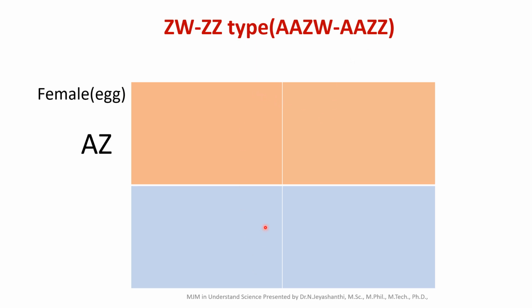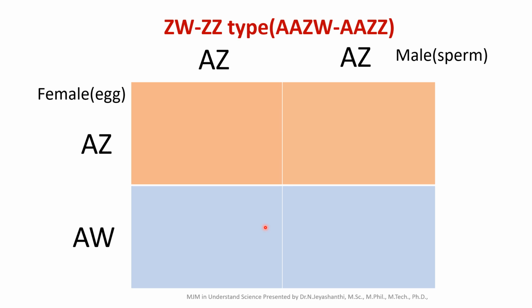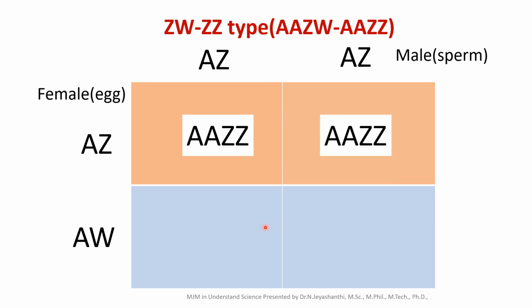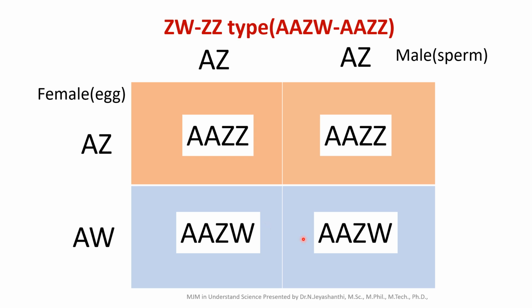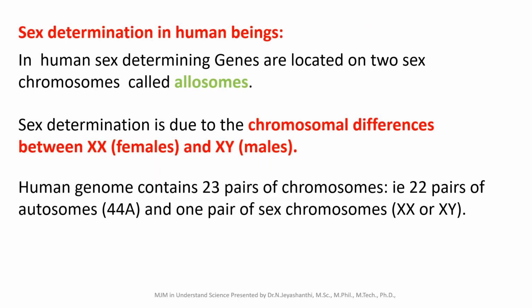Female produces two types of eggs. One is with AZ, another one is with AW. Male produces the same type of sperm, AZ and AZ. If AZ is fused with AZ, it produces male. Here also it produces male. If these two are fused, we will get female offspring. Here we will get the female offspring.